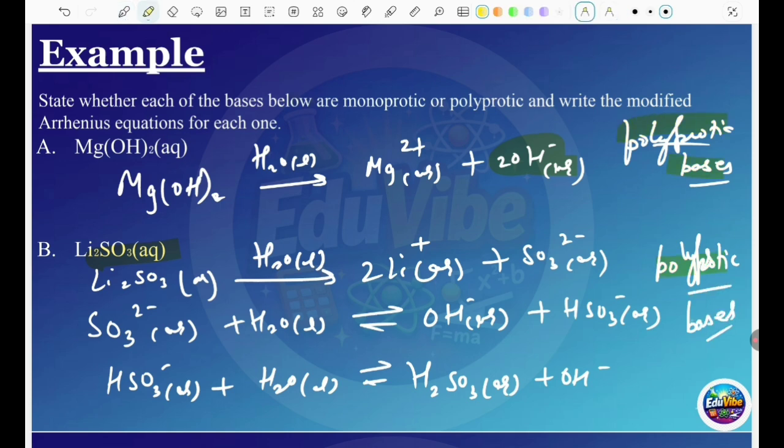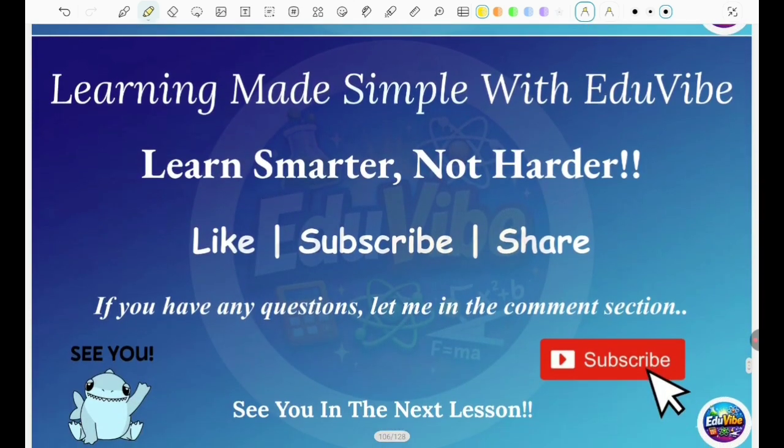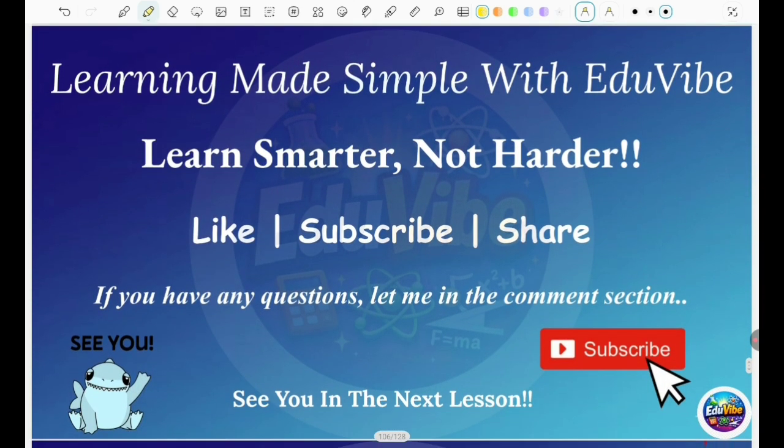So that's how polyprotic bases, monoprotic bases, and monoprotic and polyprotic acids work. This is a very easy topic, and you get more in this topic in Grade 12 chemistry, which is again very important. We discussed up to here only, and this chapter is completed now. In the next lesson, we're doing some extra practice questions of this unit. Then we move to the last unit of Grade 11 chemistry.